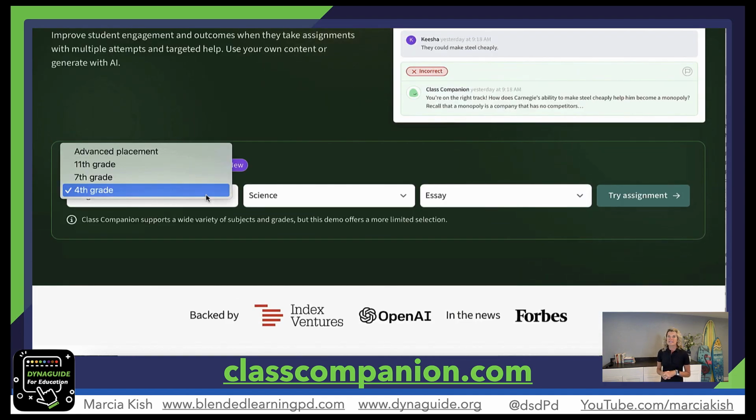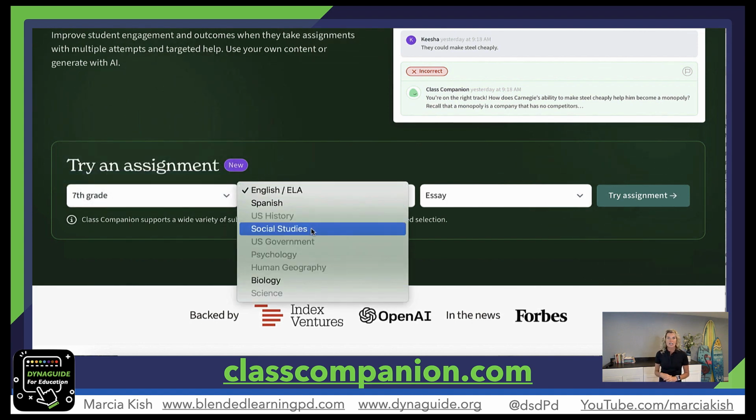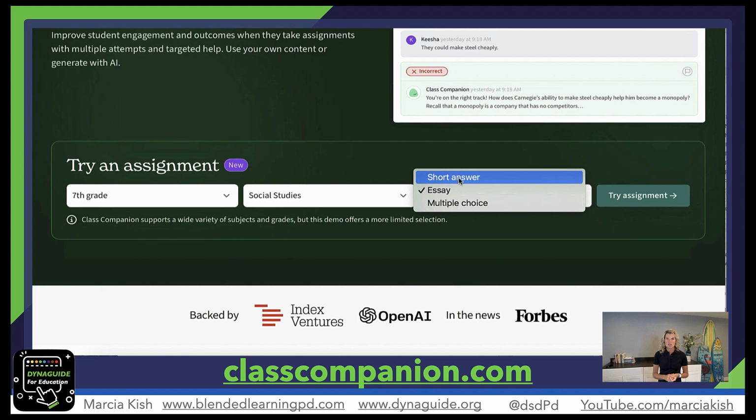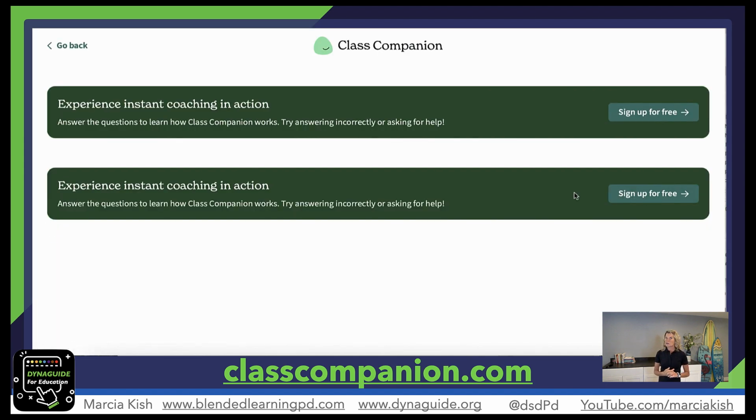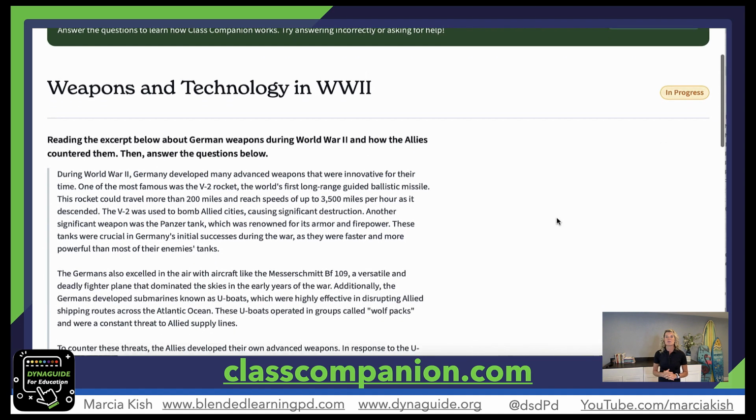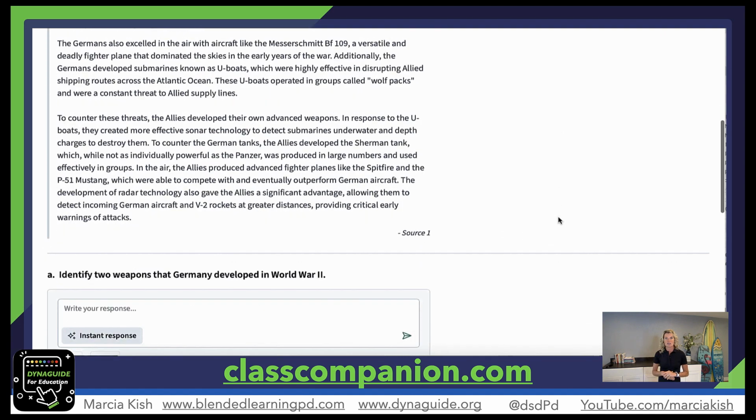So there's try some of the assessments. What I did was I looked at 11th grade, 7th grade, and a 4th grade. So let's go into 7th grade. We're going to go into social studies. Let's just do some short answer responses. They're talking about World War II in this article. So I took a moment to read the article to be able to answer questions.